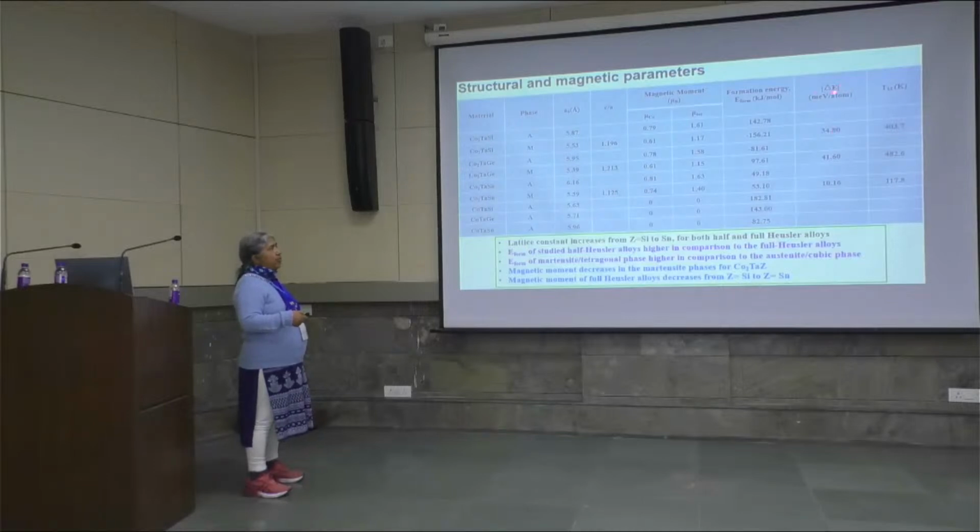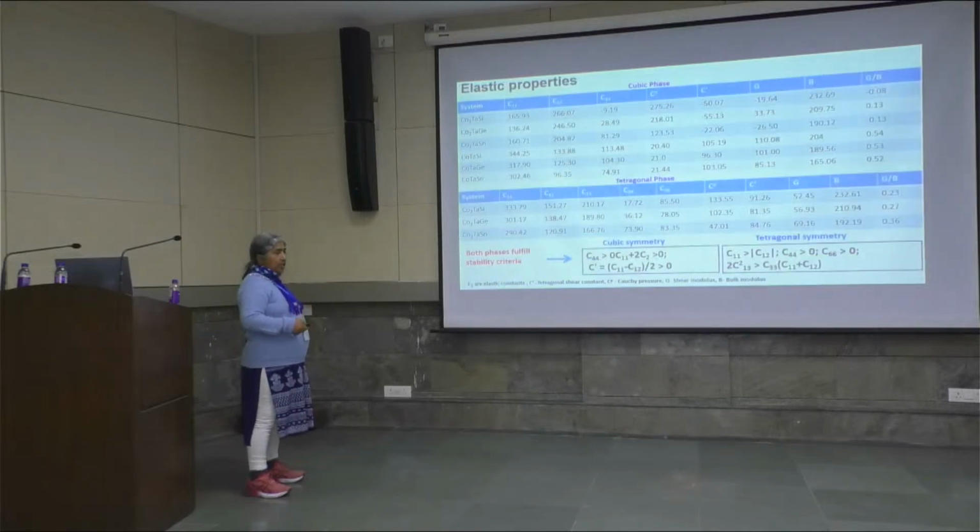So delta E value is the energy value which I showed. These are the values of the difference between martensite and austenite, and these are the Tm values. What we see is that Co2TaSi shows the lowest energy of transition compared to the other two, and that means it will show a martensite transition below room temperature.